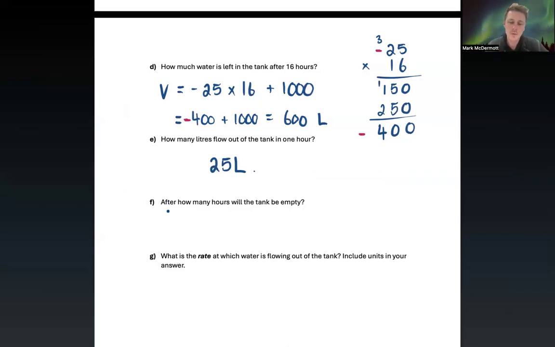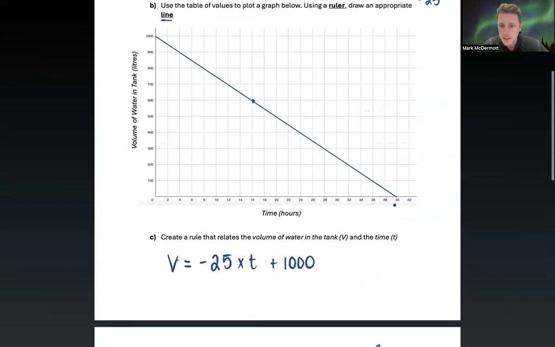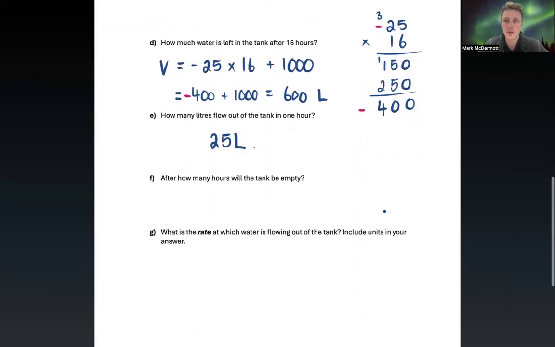After how many hours will the tank be empty? Okay, if you drew your graph perfectly, you can see that it's going to intercept the x-axis, or the time axis, after 40 hours. There will be no water left in the tank. However, if you drew your graph not perfectly, which, it took me a long time to get that graph perfect, reading it off the graph could be inaccurate. So you need to be able to use the rule to determine after how many hours the tank will be empty. So basically, this is a situation where you're going to substitute the left-hand side being 0.